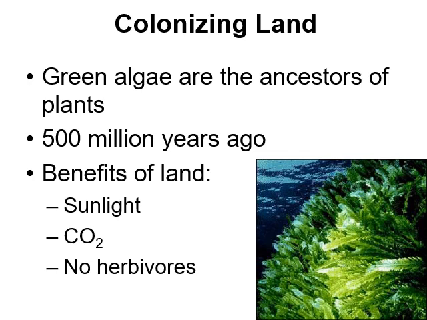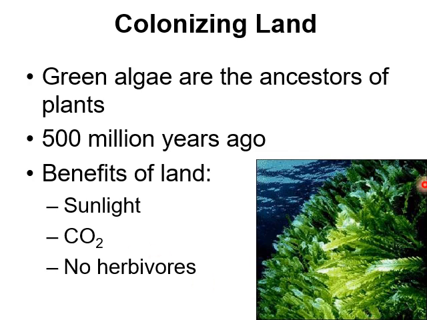So let's talk about how plants came to be, like how they evolved. First of all, the ancestors of plants are green algae. Green algae are one of the types of protists. In the last chapter, chapter 15, we talked about eukaryotes and single-celled eukaryotes. And then there are also multicellular protists in the form of algae.